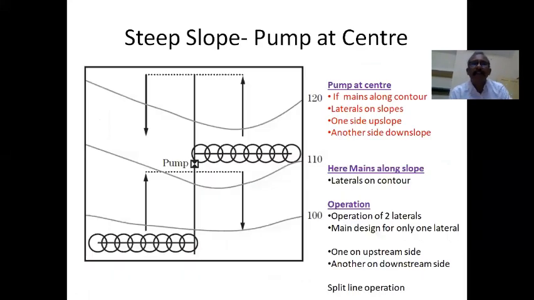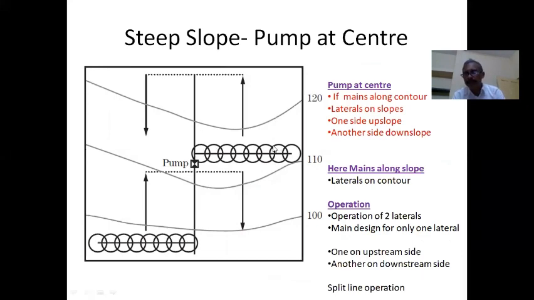Next, we will see a case in which a steep slope exists in an area. Steep slope exists, and the pump is at the center. So when the pump is at the center, one can have a main line something like this laid, and from the main line one can have laterals this way. So this is one option. Another option can be you can run your main line this way and laterals this way. Main along the contours and laterals along the slope.